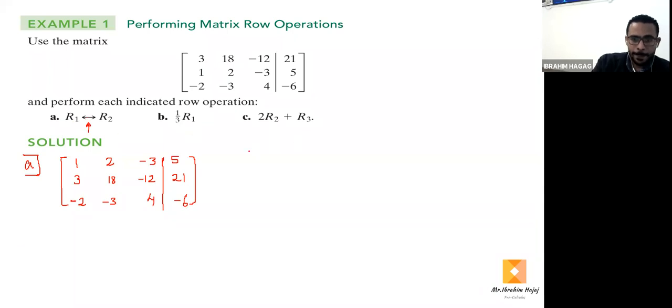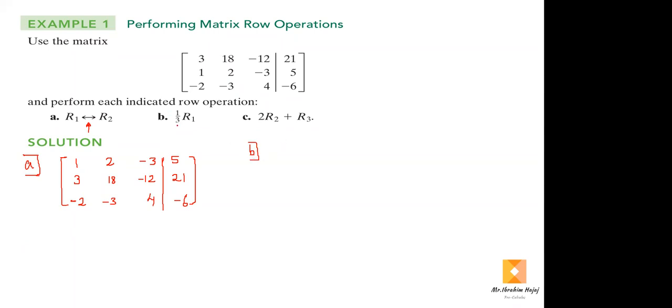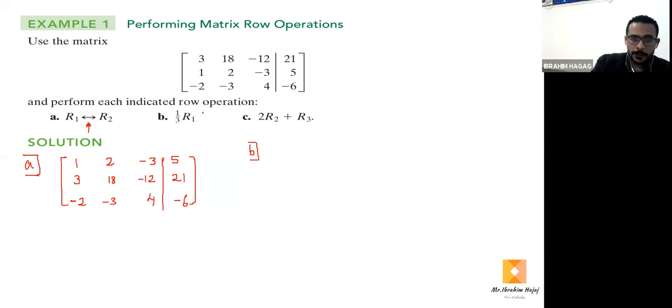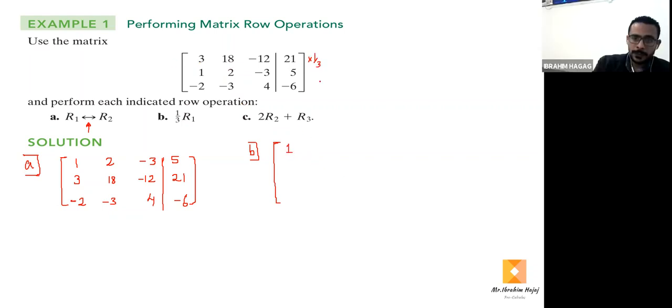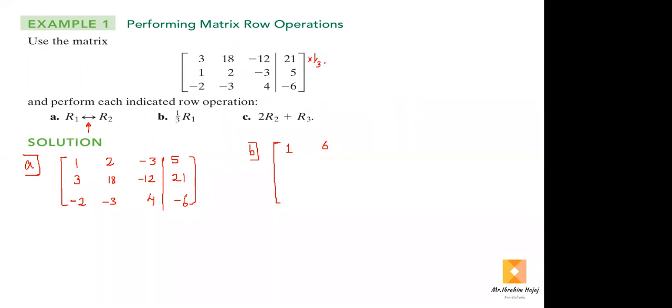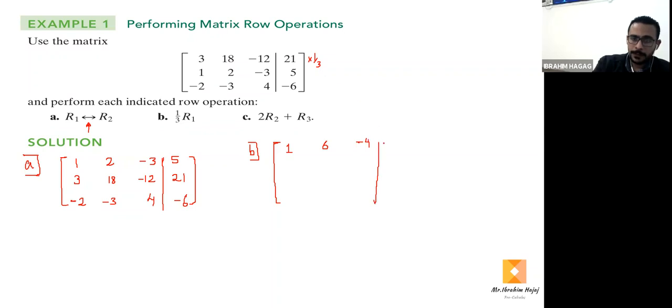In letter B, 1/3 R1. So we multiply. There is no division from the beginning. Don't divide. Multiplying by a third is the same as dividing by 3. So I am going to multiply the first row by 1/3. The result is 1, 6. 3 multiplied by 1/3 is 1. 18 multiplied by 1/3 is 6. -12 multiplied by 1/3 is -4. And 21 divided by 3 is 7.